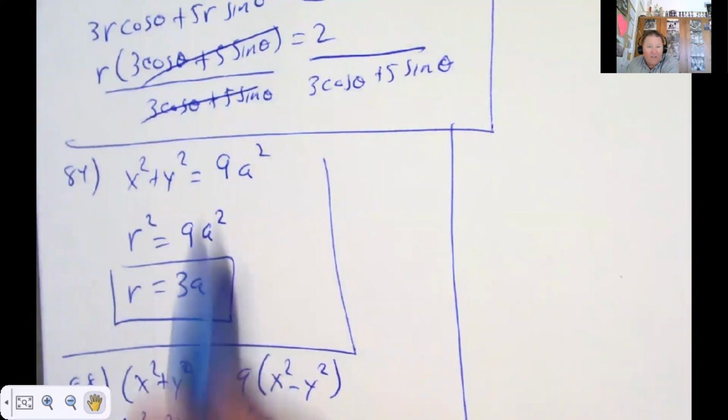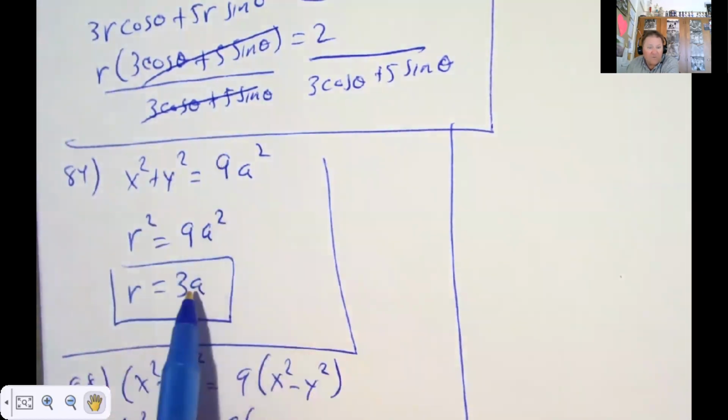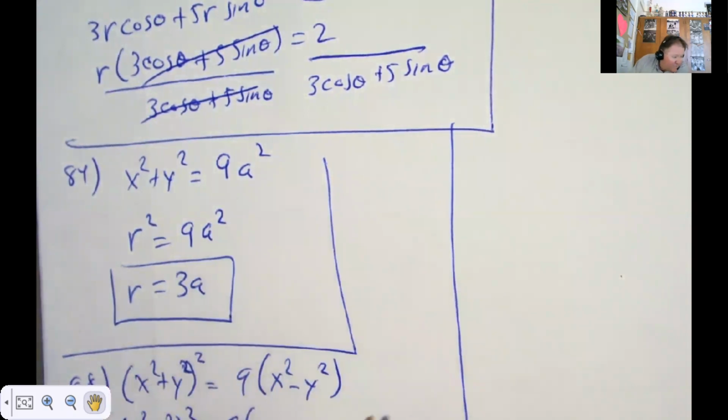Okay, so what have we been doing? We've had rectangular equations that we converted to polar. And now we're going to take some polar equations and convert them to rectangular. So for 92, it is r equals 2 cosine of theta.